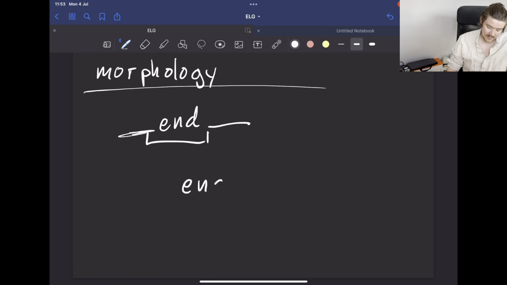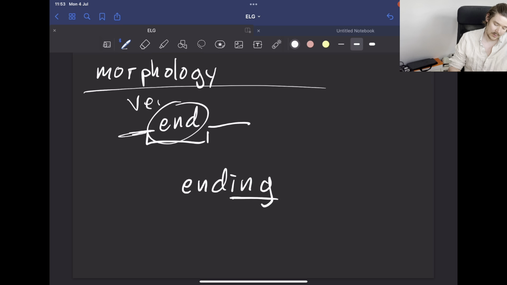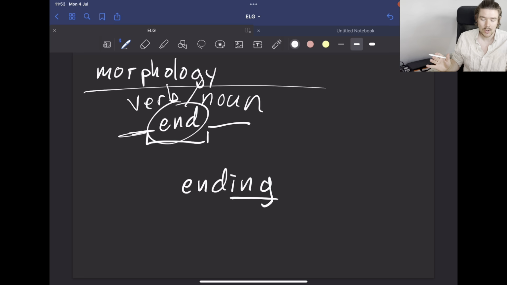So if I say, for example, ending, now we have added the ing morpheme. And we have made what would have been either a verb or a noun before, it's still either a verb or a noun, but now we have gerundified it. Doesn't matter. You can Google gerund if you want to learn more about it, and I think I also mentioned it in passing in one of my other videos. But the point here is the meaning of the word has changed because we have added something.